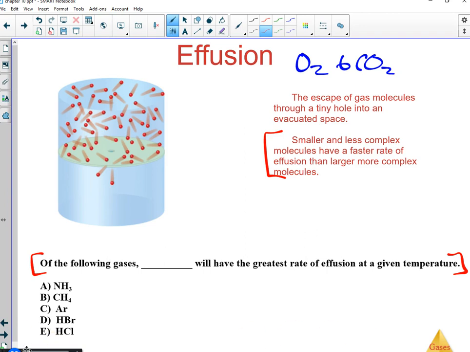So this question is sort of a little bit tricky. It's easy to eliminate 3 of them, right? The bottom 3 are gone. Are we okay with that? Greatest rate means the fastest. So those 3 are big, but these 2 are really similar in size, right? NH3 is 17, CH4 is 16, correct?